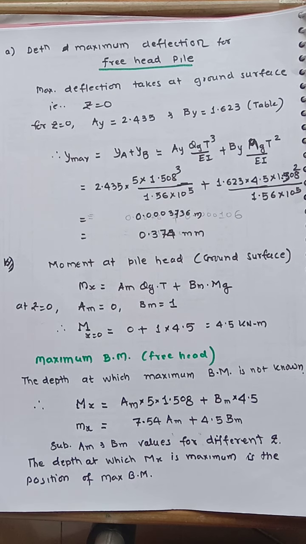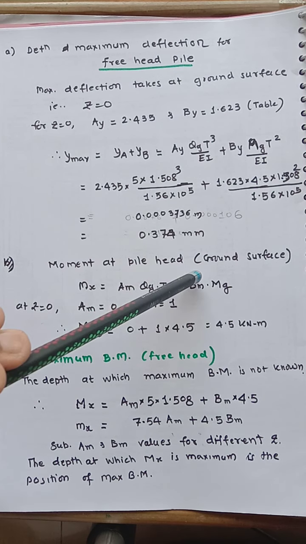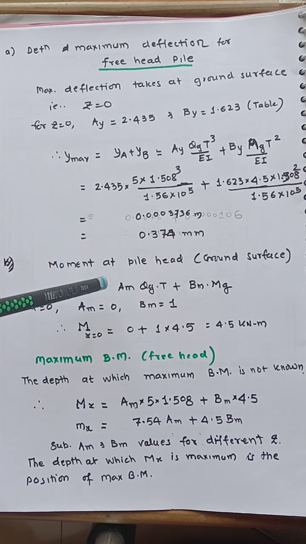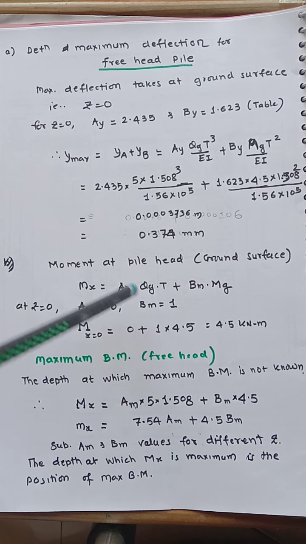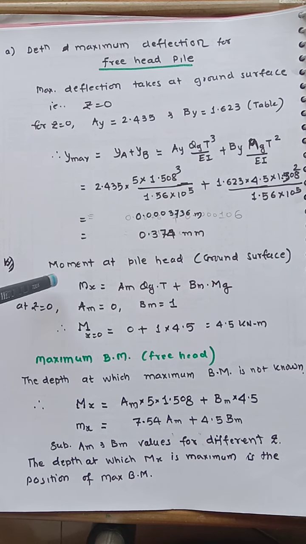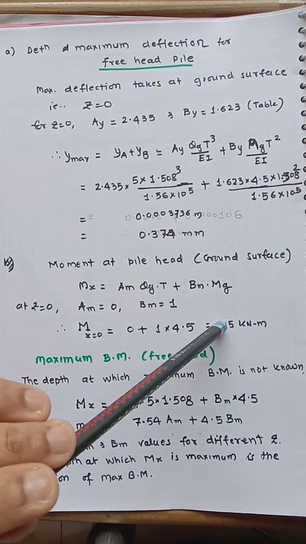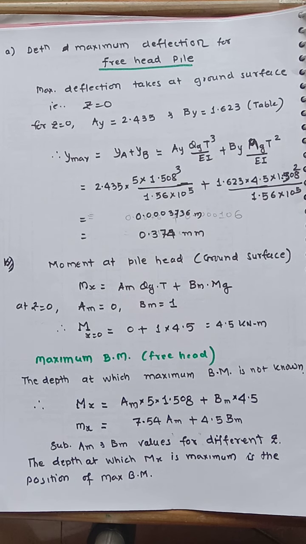Now find out the moment at the pile head. Suppose the second part asks for the moment at the pile head for the same free head condition. The moment we write as AM QGT plus BM into MG. If you refer to the table, the AM value is 0 and the BM value is 1, as Z is equal to 0. It means it is equal to the external moment. Substituting here, it is the same as 4.5.